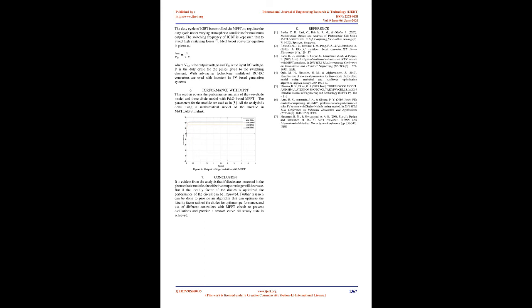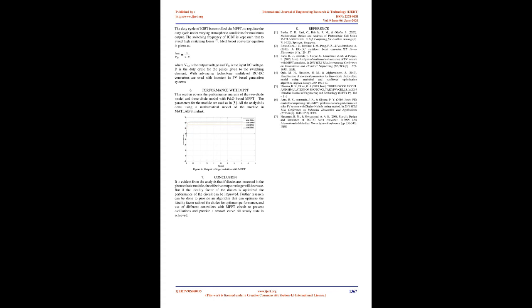In the paper, a boost converter is used to scale up the voltage from the PV module to support the load. The switching element used is an IGBT due to its higher efficiency compared to MOSFET and BJT. The Simulink model of the boost converter used in the paper is given in Figure 5. The duty cycle of the IGBT is controlled via MPPT, to regulate the duty cycle under varying atmospheric conditions for maximum output. The switching frequency of the IGBT is kept such as to avoid high switching losses.